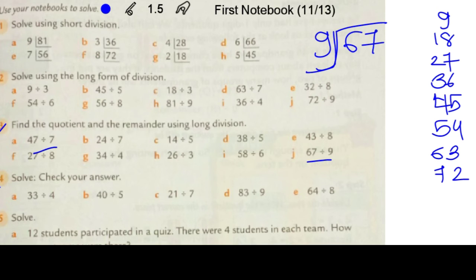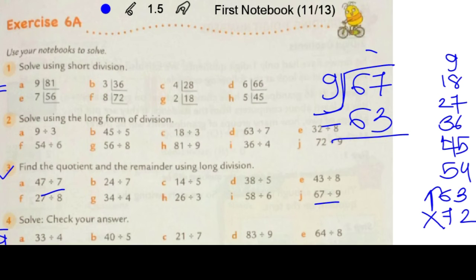So like this, when we keep on reading the table of 9, we'll find that 8 times 9 is 72, which cannot be subtracted. So just above that, 63. Okay, so let's subtract, and how many times will it come? 9 sevens are 63. Now let's subtract.